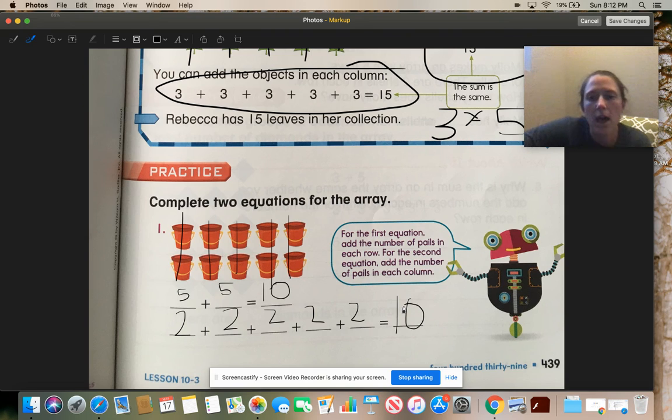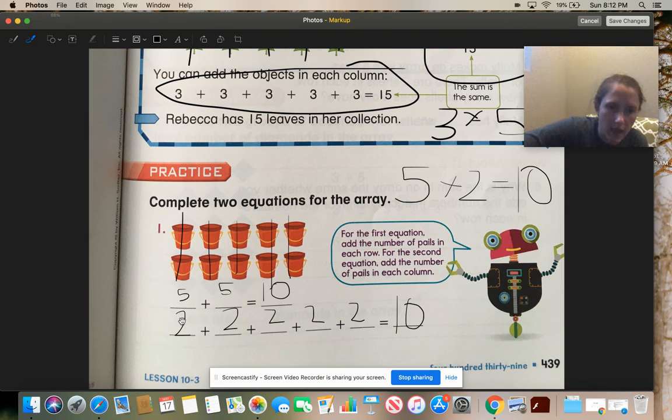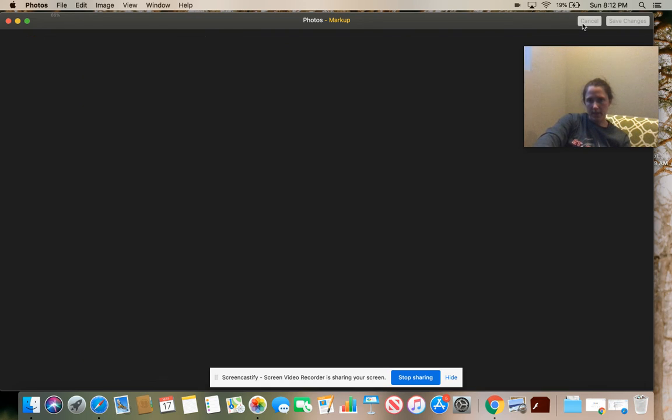Now, for a challenge, I want you to try to write the multiplication problem. I could say I am adding 5 two times. So I could say 5 times 2 equals 10. Or I could say I have 2, 2, 2, 2, 2. So I have 2 times 5 because I have 5 twos. And that equals the same thing because in multiplication order doesn't matter. 2 times 5 equals 10. Let's go on to our back side.